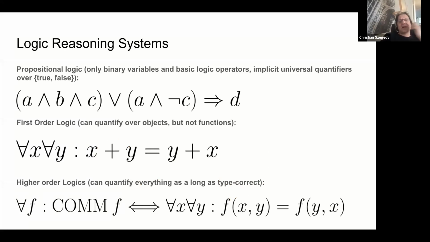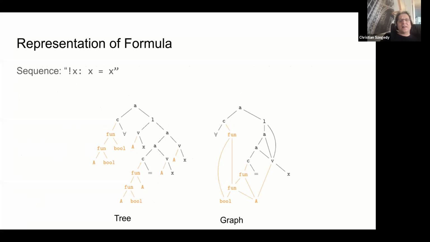So let me just talk a bit about what formulas are in general. A formula is basically a tree. For example, you start with a sequence representation of that formula, and here the exclamation mark means for all. That's the way people in automated theorem provers typically denote the for all quantifier. So it says for all x, x equals x. That's a simple reflexivity axiom about equality.